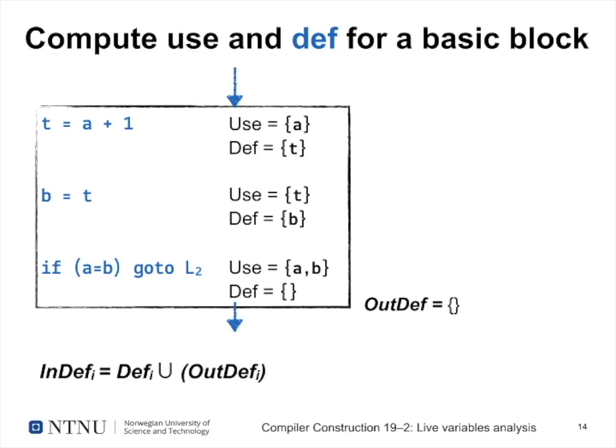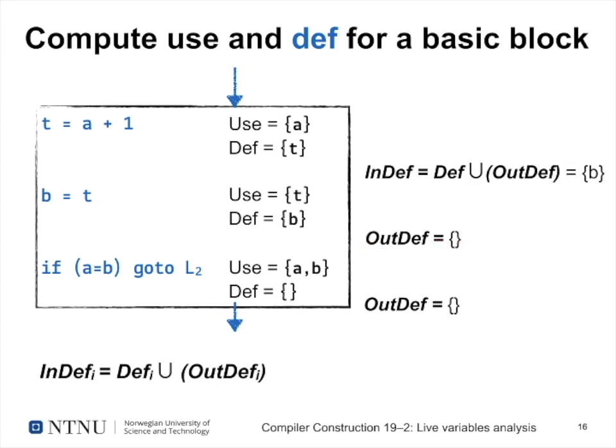So in the next step, we are trying to determine the def set for our basic block here. So we have this formula here. So in def for our instruction is the defined variables in the instruction joined with the out def. And again, we start with an empty out def here, and we go backwards through the instructions of the basic block. And so our out def was empty. We didn't define any variables in this if instruction here. So empty set joined with the empty set, of course, remains the empty set. So we have a new out def, which is still the empty set for the second instruction here.